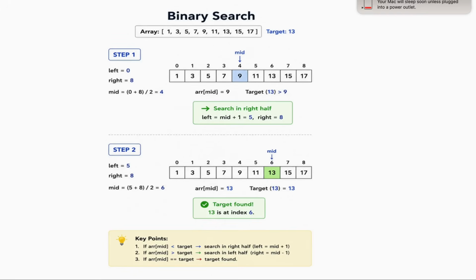We are not checking every element one by one. Instead, we keep reducing the search space by half. And because of that, binary search runs in O(log n) time, right? Now, the interesting part is, even though this idea looks very simple, developers still get binary search wrong because of small mistakes like overflow, wrong loop condition, and infinite loops. And that's exactly what we will fix next.